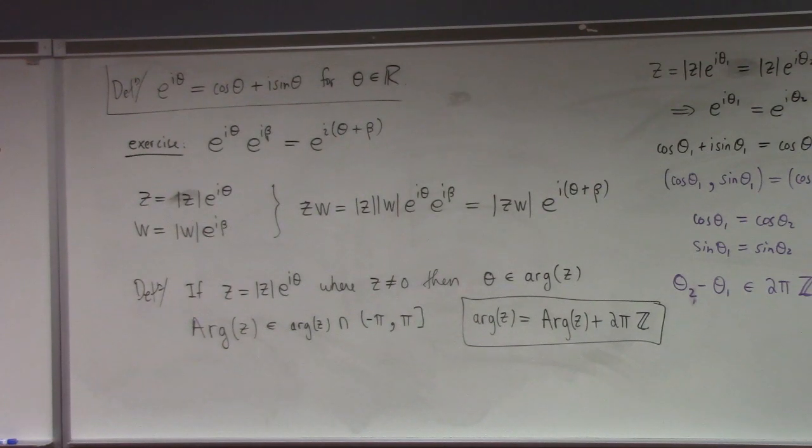Is it just by convention that negative pi to pi is chosen and not like 0 to 2 pi? It's convention, right? Yeah.